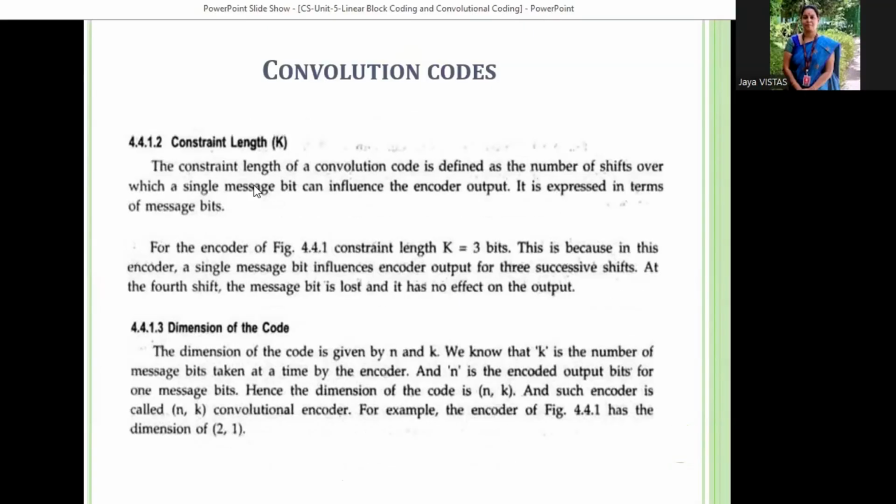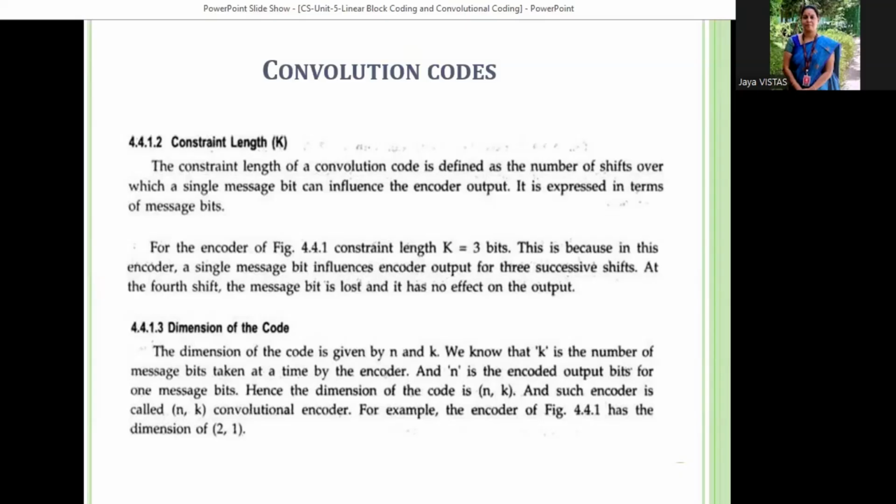What is the constraint length of the convolutional encoder? Here it is defined as the number of shifts over which a single message bit influences the encoder output. It is expressed in terms of message bits. So the constraint length here covers M, M1 and M2, so K is equal to 3 bits. This is because a single message bit influences the encoder output for 3 successive shifts.